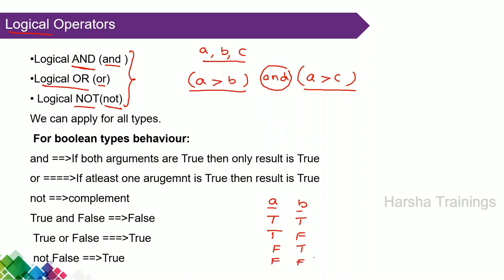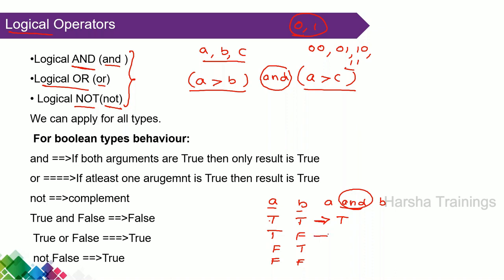Suppose I give you two numbers, 0 and 1. For these two numbers, we have four possible cases. What are the different combinations? 0 0, 0 1, 1 0, 1 1. Like this, if you are performing the and operation, what is the result? If both are true, the result is true.